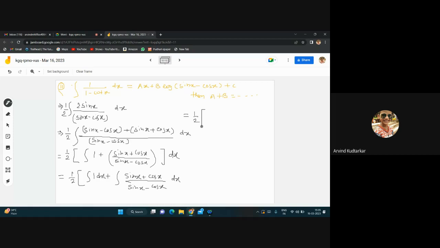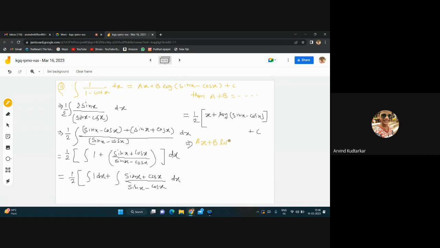So the derivative of the denominator is in the numerator, so their integration will be log of the denominator, that is log of sin x minus cos x plus c. Now you compare this with the RHS side of the given integral. What is that RHS side? It is ax plus b times log of sin x minus cos x plus c.